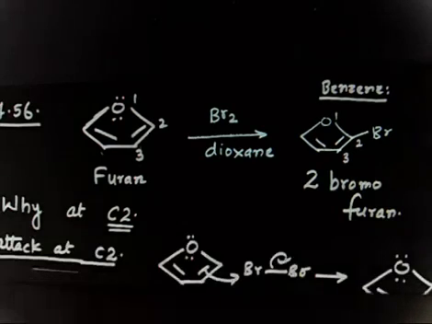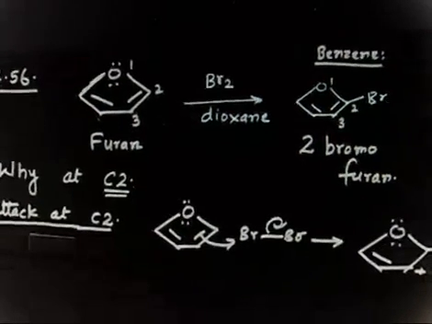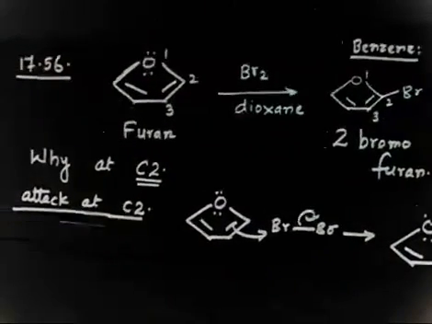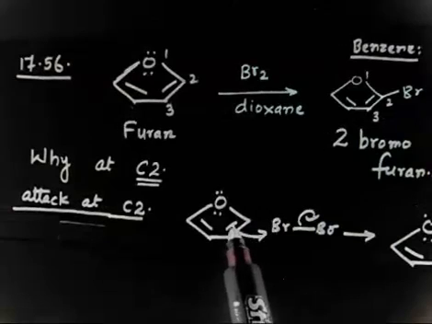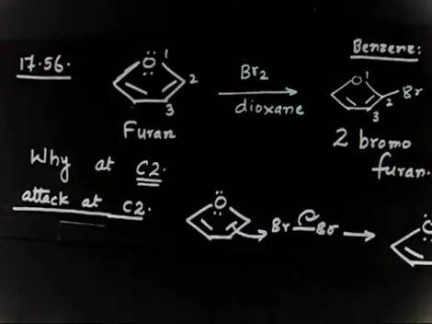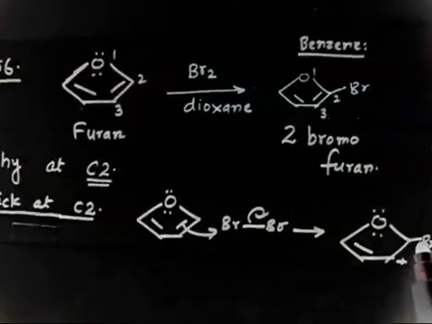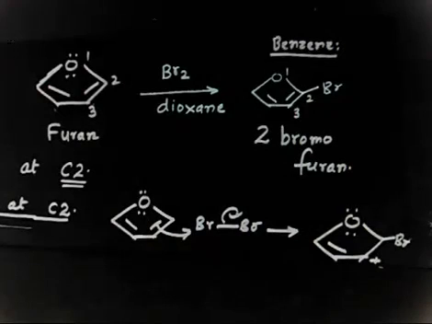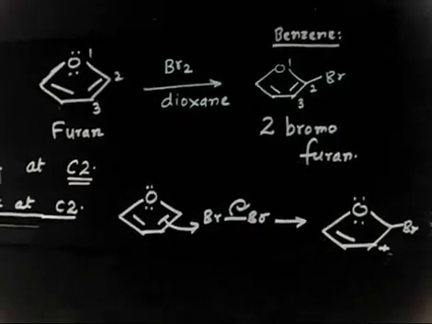What we can do is, let us say I attack at C2. So this pi bond is breaking and attacking the bromine, this goes. So I will attach bromine on position number 2, and then here we will have a positive charge. So this goes here, so we will have a positive charge here. So let us write this one. If you attack at position number 2, you will have something like this.